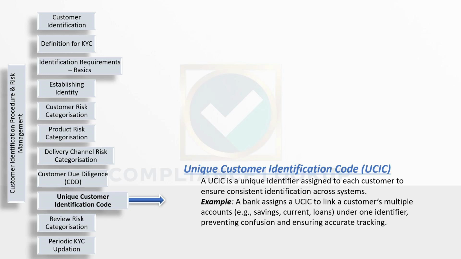Example: a bank assigns a UCIC to each account holder. If a customer holds multiple accounts, savings, current, loans, the UCIC helps the bank link all these accounts to the same individual. This avoids confusion and ensures proper tracking of the customer's activities and history.